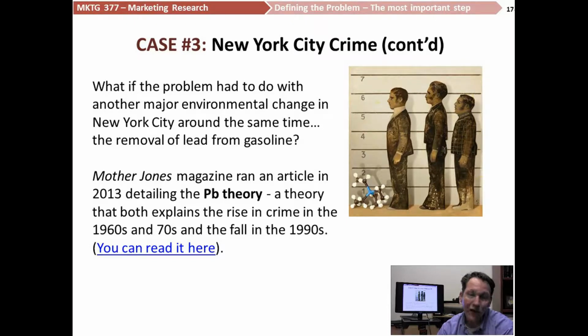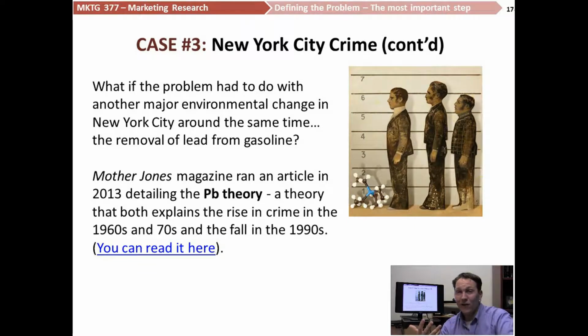The lead theory suggests that just by the simple fact that we took lead out of the environment, people were less prone to violence. They were less prone to extreme behavior, and therefore the problem of crime began to go away naturally. This is a really interesting perspective, because what it suggests is that all of the actions and all of the discussion around reducing crime really ignored the root cause of crime, and that might have been lead in the environment.